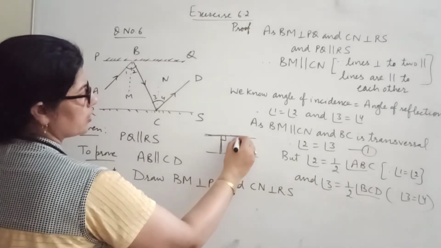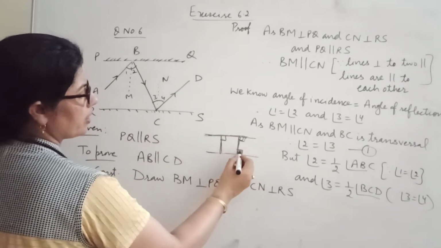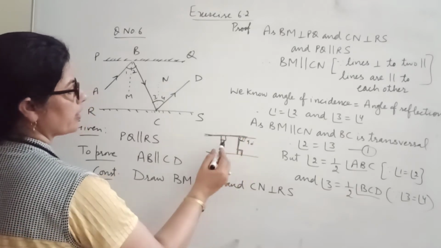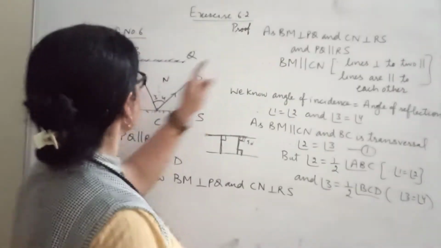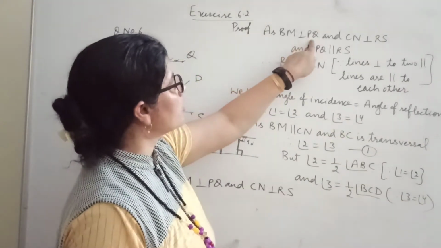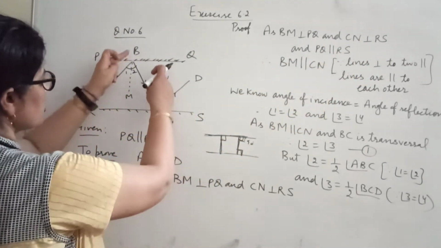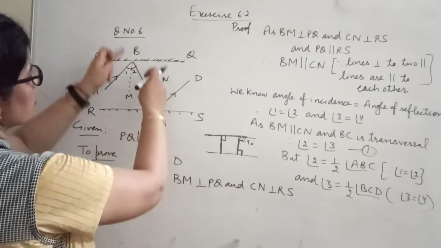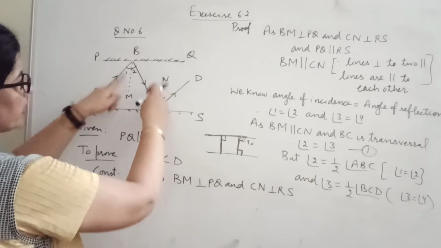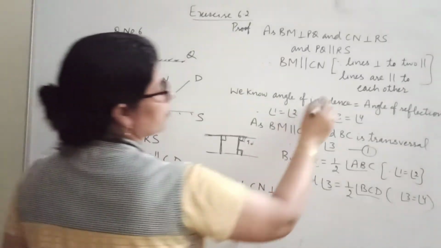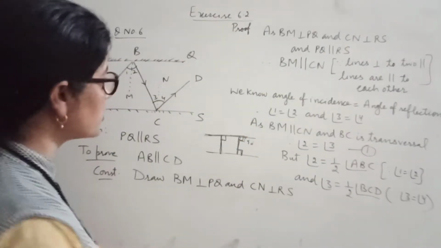Now, as this is perpendicular to this line, co-interior angles are supplementary, so this angle will also be 90 degrees. And see, corresponding angles are equal, so lines will be parallel. So we will say that as BM is perpendicular to PQ, CN is perpendicular to RS, and PQ parallel to RS, these two are perpendicular to these lines, and these lines are already parallel. So BM and CN will also be parallel. Why? Lines perpendicular to two parallel lines are parallel to each other.